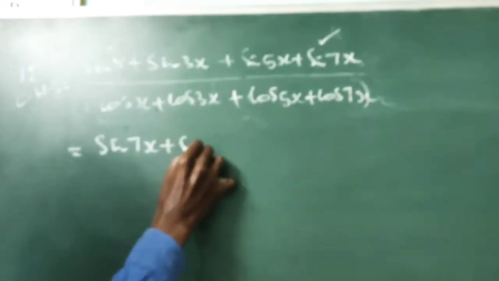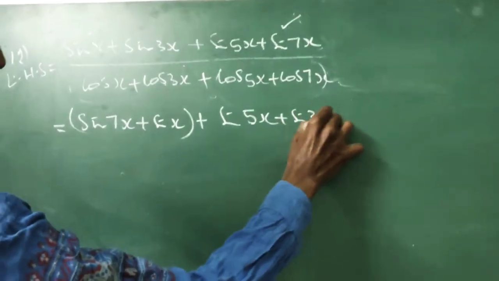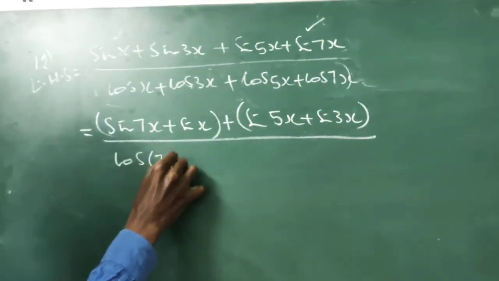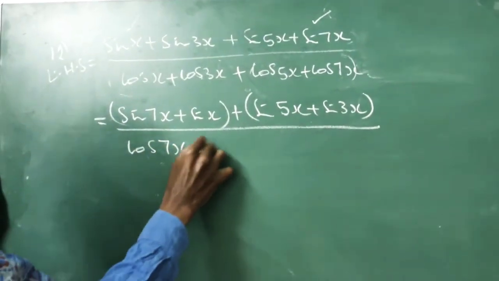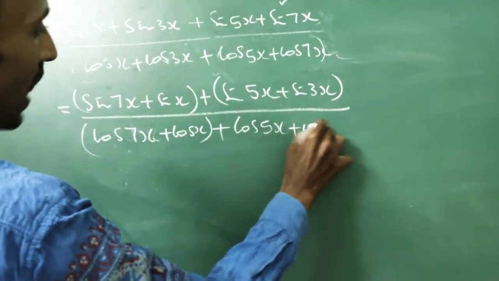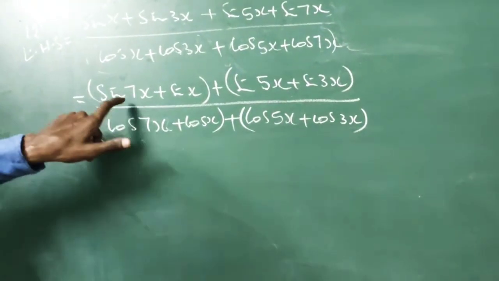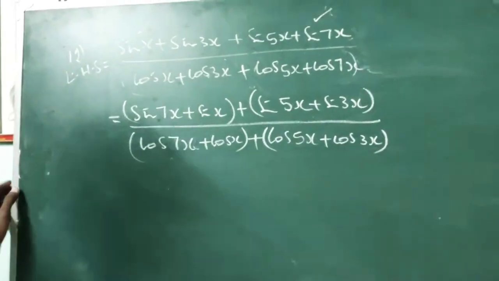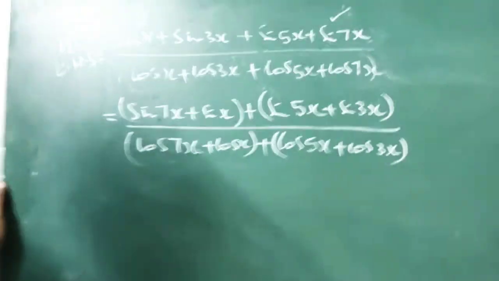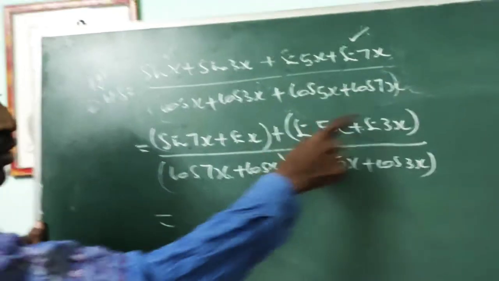Sin 7x plus sin x plus sin 5x plus sin 3x; we are combining the two. Similarly the same for the denominator: cos 7x plus cos x plus cos 5x plus cos 3x. So we are going to use only the two sum-to-product formulas. It is of the form sin C plus sin D. Sin C plus sin D is 2 sin((C + D)/2) cos((C - D)/2). So the same for the second one, only the values are different.